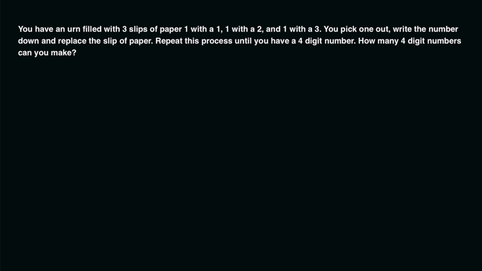Our next question is a little bit more confusing. You have an urn filled with 3 slips of paper, one with a 1, one with a 2, and one with a 3. You pick one out, write the number down, and replace the slip of paper. Repeat this process until you have a 4-digit number. How many different 4-digit numbers can you make?